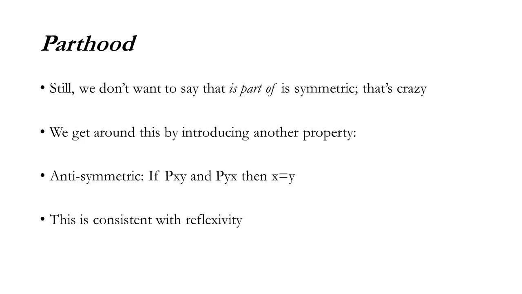Still, we don't want to say that part of is symmetric. That's also crazy. We get around this by introducing another property of relations. We'll call it antisymmetry, or antisymmetric. It's just like this. If Pxy and Pyx, then x and y are the same thing. And this is consistent with reflexivity because it's weaker than saying what we said a minute ago about not being symmetric. It still gets the result we're after.